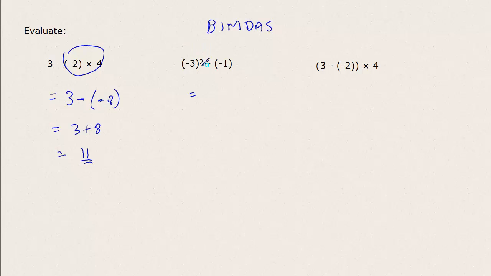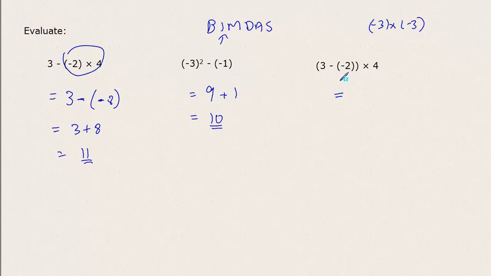Here, the index or power is going to need to be done first. Negative 3 squared means negative 3 times negative 3. Negative times a negative is a positive. 3 times 3 is 9. Then we have take away negative 1. Adjacent signs the same, that's going to become a plus. And that gives us 10.